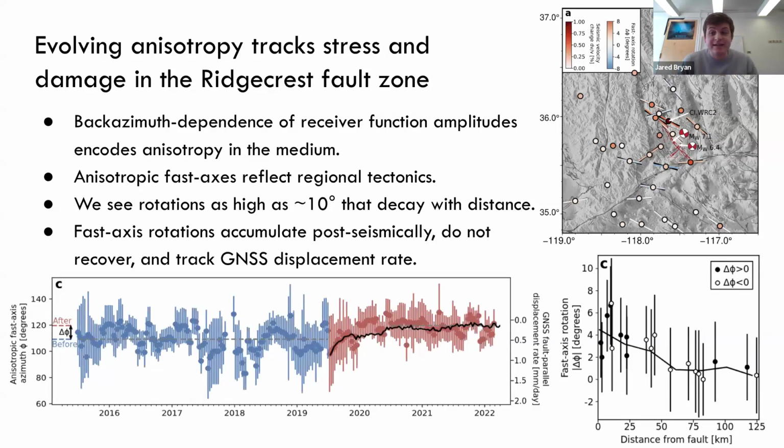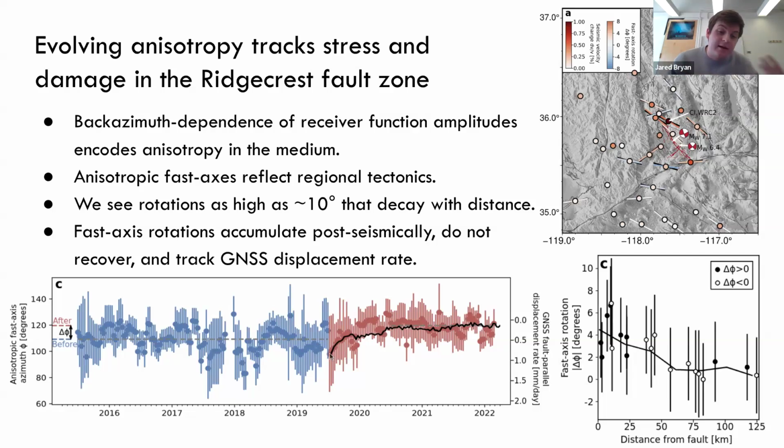We can also try and slice this even finer, where we take some moving window and we estimate the fast axis orientation through time. So you can see that here for these receiver functions before the Ridgecrest earthquake, and then in red for after the Ridgecrest earthquake. What I want to point out, or what we argue, is that there's not really a clear, consistent coseismic change in this fast axis orientation. So obviously there's a lot of scatter. It's a very difficult measure to make, but there's not some super clear coseismic reorientation.